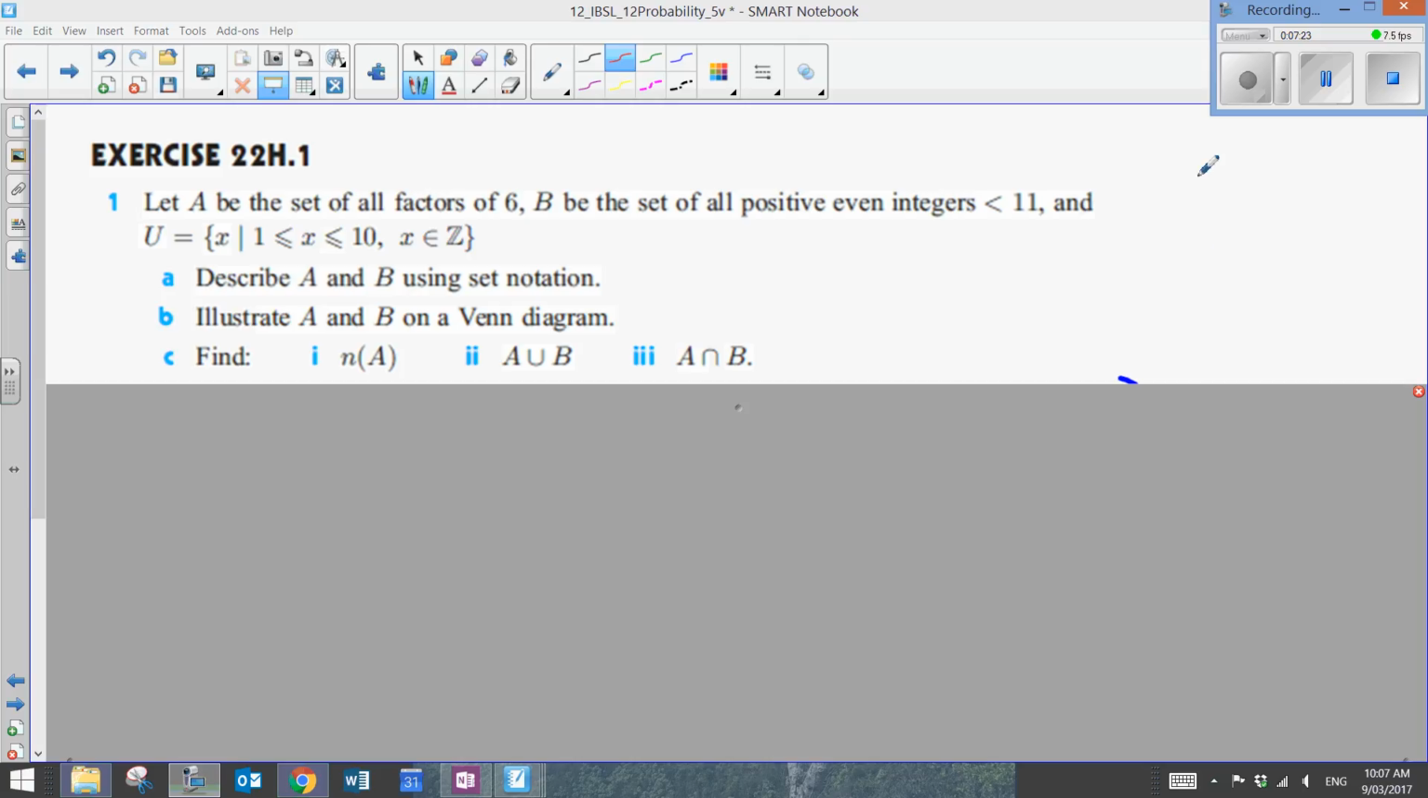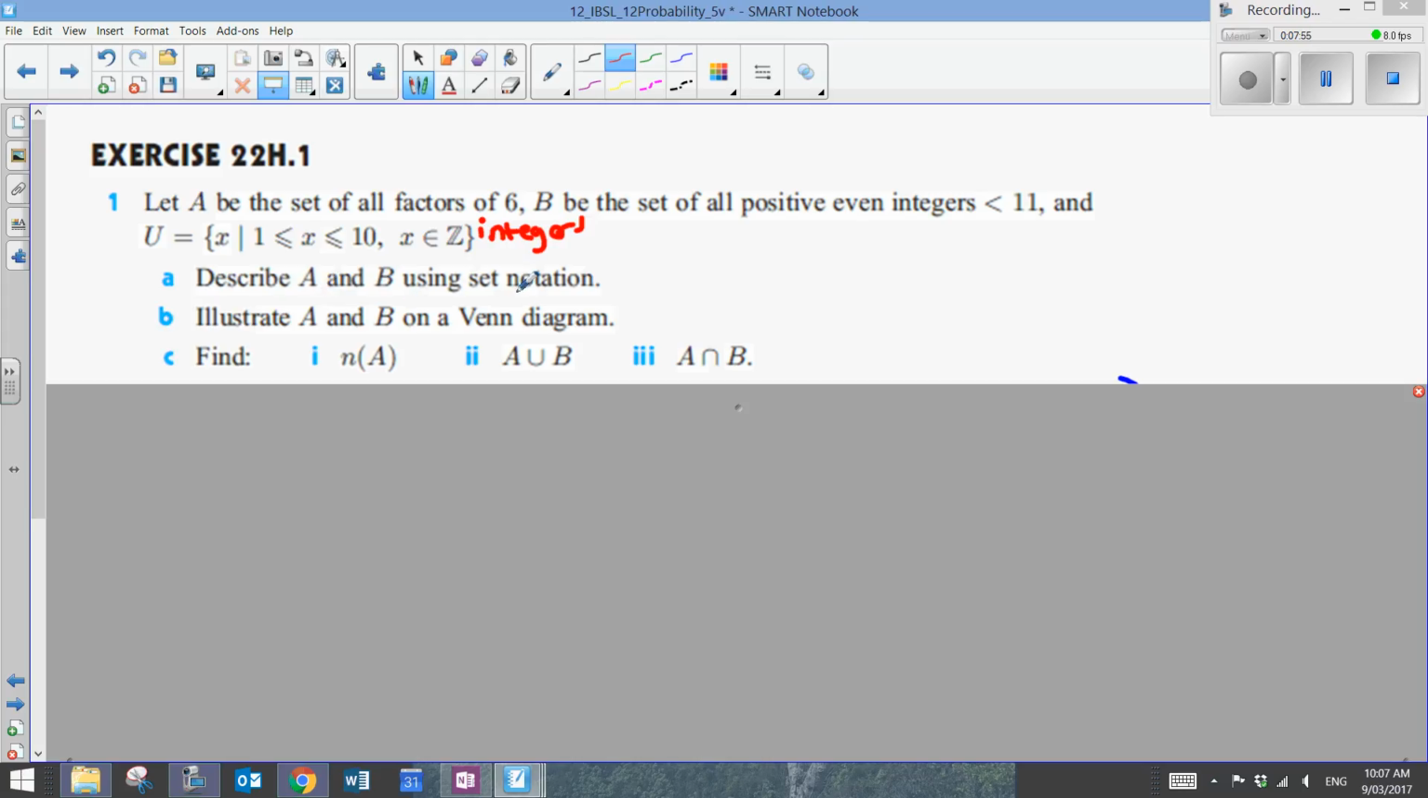Go ahead and pause the video here and try this example from 22H.1. So let A be the set of all factors of 6. B is going to be the set of all positive, even integers that are less than 11. So your union is going to be the elements of X such that X is between 1 and 10, including 1 and including 10. And X is going to be an integer. So remember this Z with the double line is the set of integers. All right, so that's our universal set.